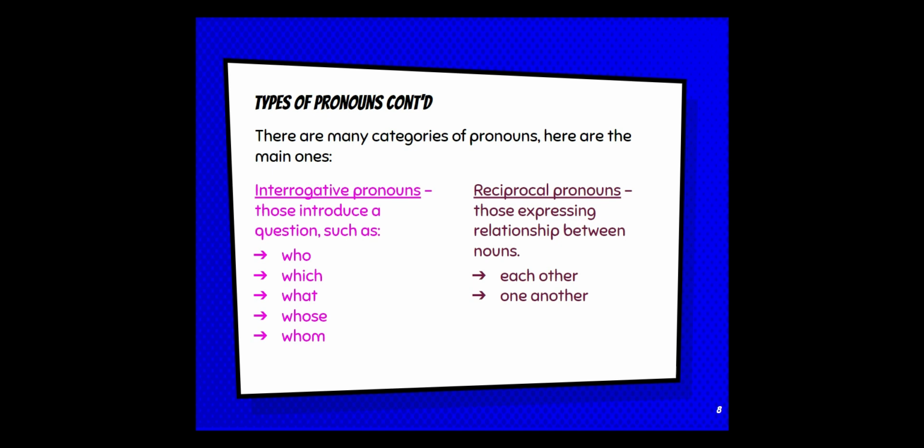Next, we have interrogative pronouns. Those introduce a question. Pretend you're using an interrogative pronoun to interrogate somebody. Interrogative pronouns are who, which, what, whose, and whom. Next, we have reciprocal pronouns. Those are expressing relationship between nouns, such as each other and one another.